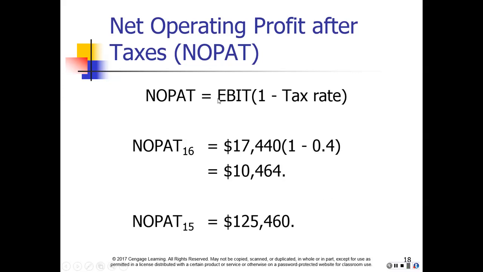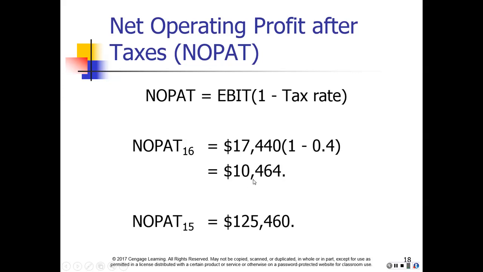You'll start with EBIT, and we have income statements for both years, 2016 and 2015. If we take the income statement for 2015, EBIT for 2015 was 17,440, multiplied by 1 minus the tax rate, right? Basically, we're subtracting taxes at 40% and getting the remainder, which is 60%, and we get 10,464.